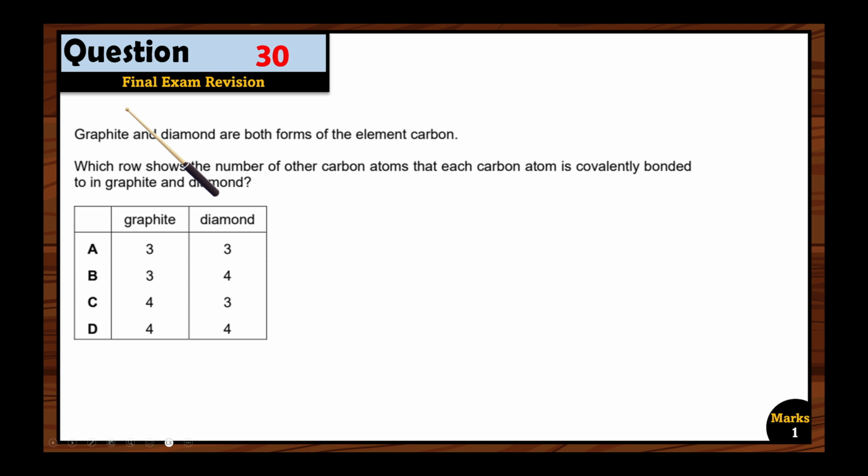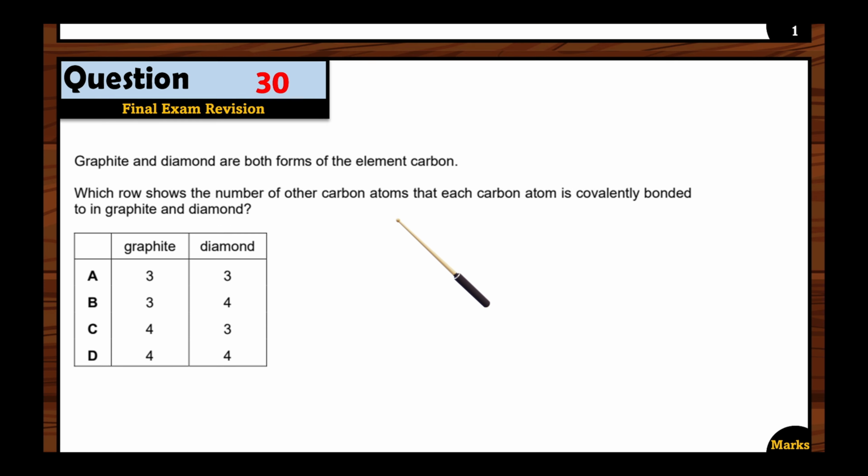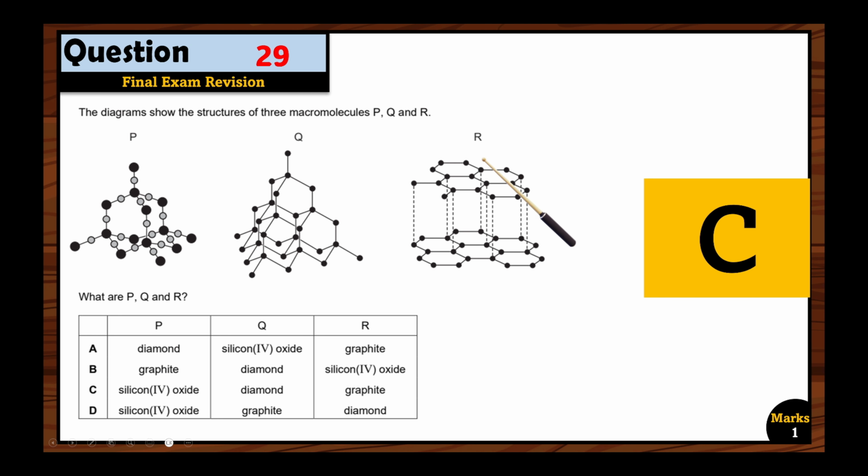Question number 30. Graphite and diamond are both forms of the element carbon, right? Which row shows the number of other carbon atoms that each carbon atom is covalently bonded to in graphite and diamond? Remember that if you see this structure, graphite is always making 3 bonds with other carbon atoms and 1 electron is actually mobile. That's why graphite is also a very good conductor of electricity.